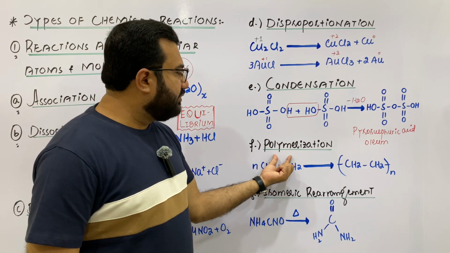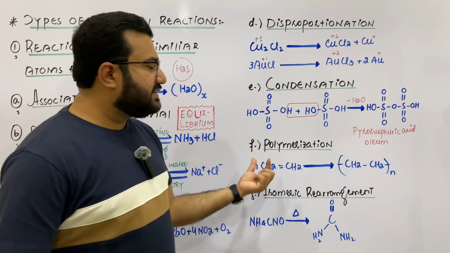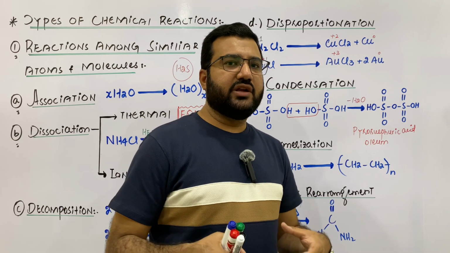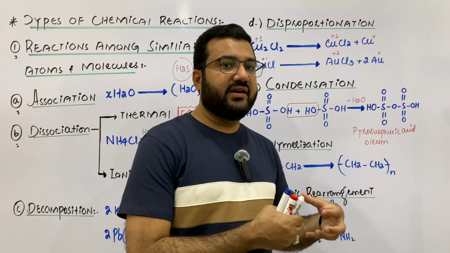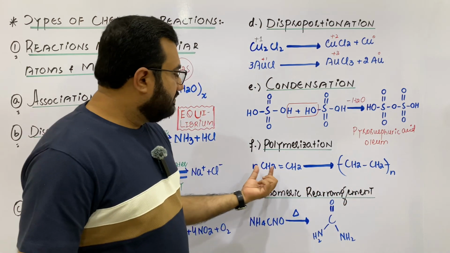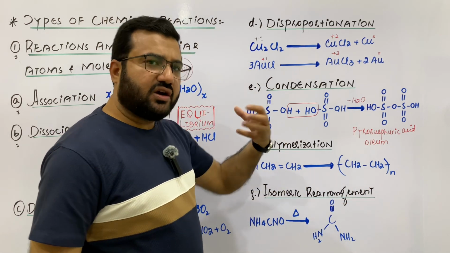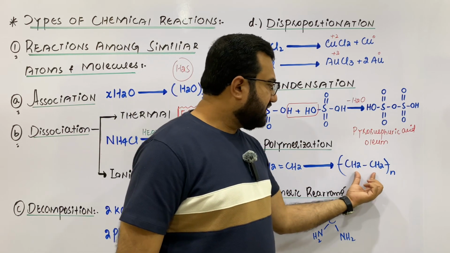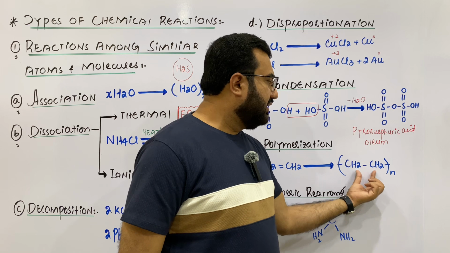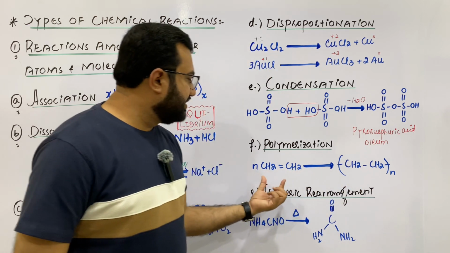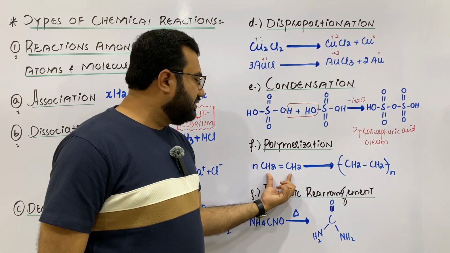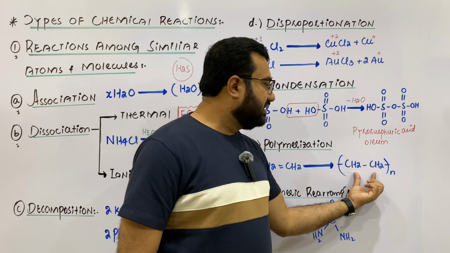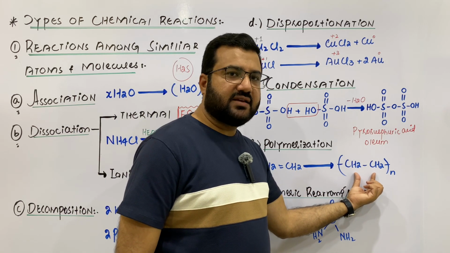The next one is polymerization. Polymerization is basically the joining of a very large number of molecules, and that number should be greater than 2. When three or thousands of small molecules join to form an entirely different molecule, that is called polymerization. The molecules that join together are called monomers, and after polymerization, the product obtained is called the polymer.